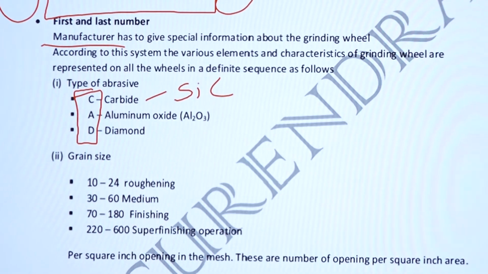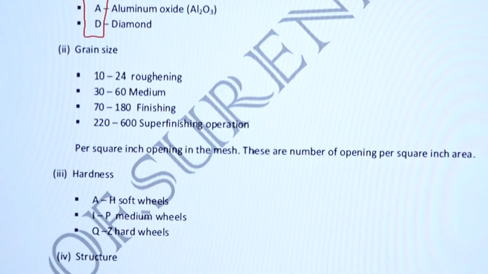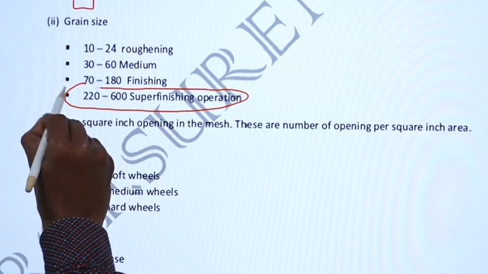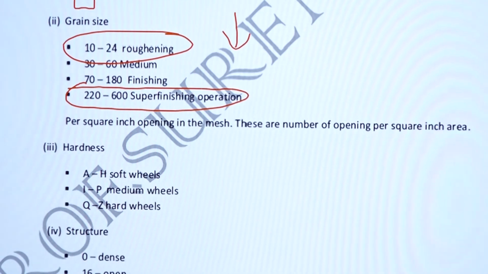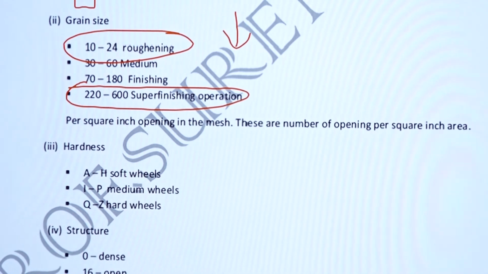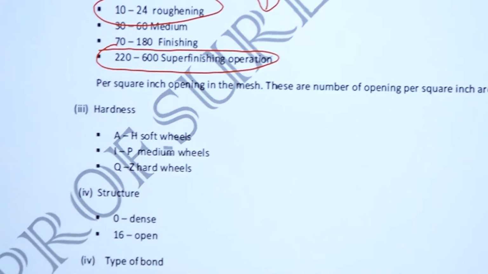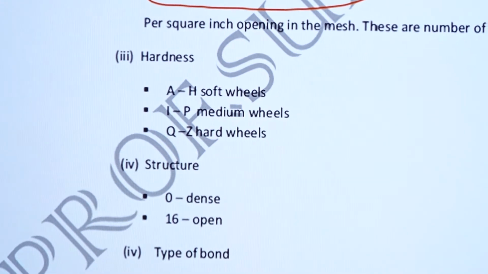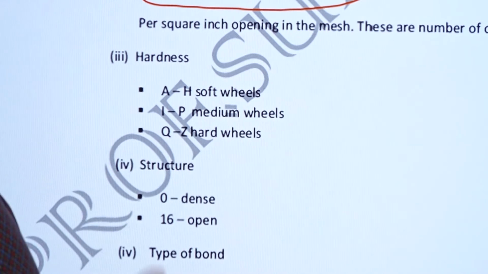For grain size, 10 to 24 is roughing. A lower grain size value is rough and a higher value is super finish, so a low grain size value can be used for roughing operations. 10 to 24, two dozen. Next is 30 to 60 medium, 70 to 180 finishing, and 220 to 600 super finishing.